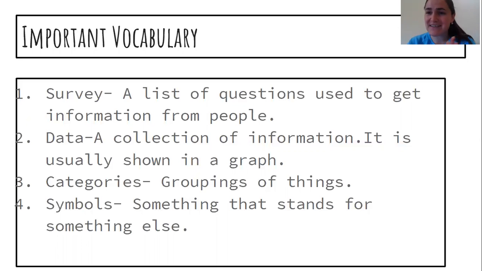Okay, and then the last important word that we're going to cover is symbols. Sometimes when you make a graph, you might have different symbols to show what the results were. So I might choose, okay, I want to have suns in my graph to show how many people like summer, leaves in my graph to show how many people liked fall, snowflakes to show how many people liked winter. Those different pictures would be symbols for the people.